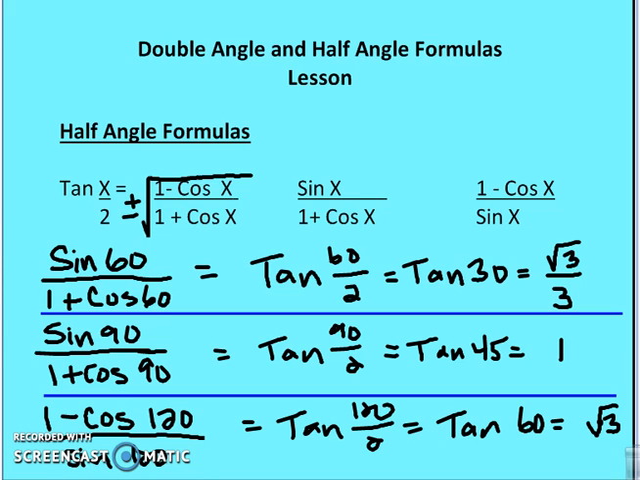Okay, second one is tangent 90 over 2, which is tangent 45, which is equal to 1. Next one is 1 minus cosine 120 over sine 120. That's equal to tangent 120 over 2, which is equal to tangent 60, which is root 3.